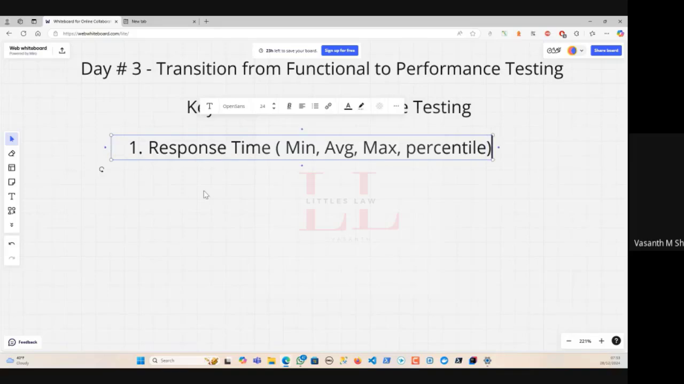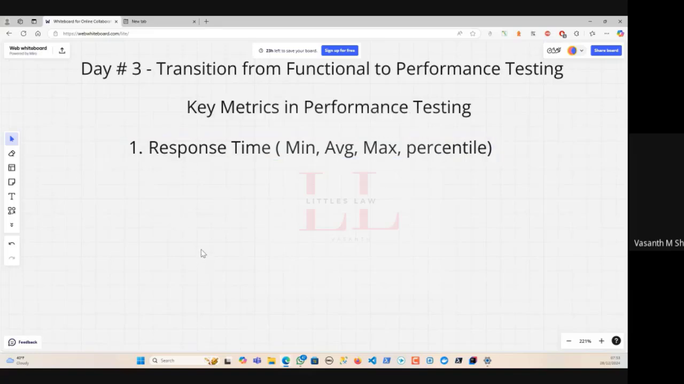So what does response time mean? People used to get confused a lot. In fact, I created a separate video on this. One of our subscribers asked me a question: what is the difference between latency and response time? Because he thinks that both latency and response time are the same, but there is a difference between latency and response time.